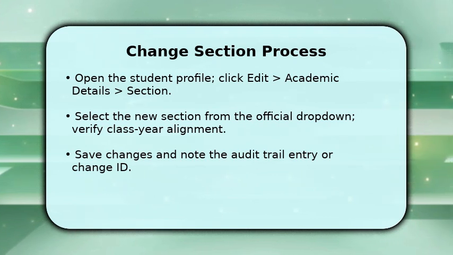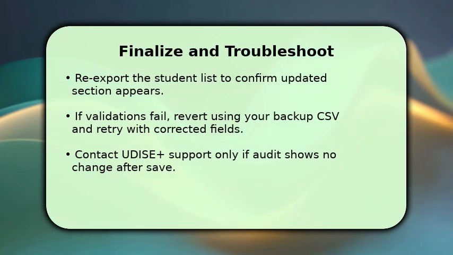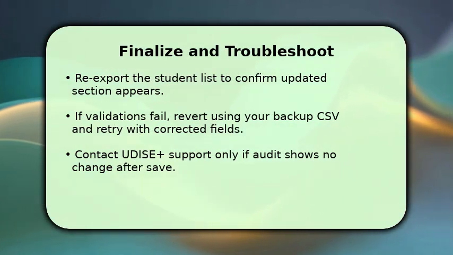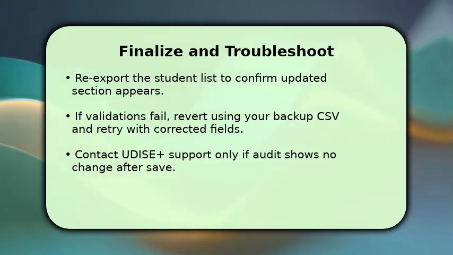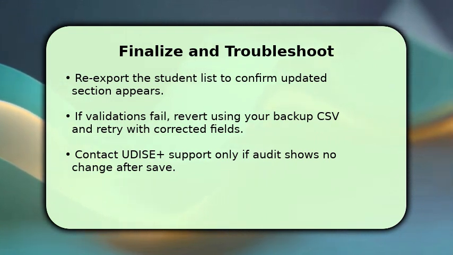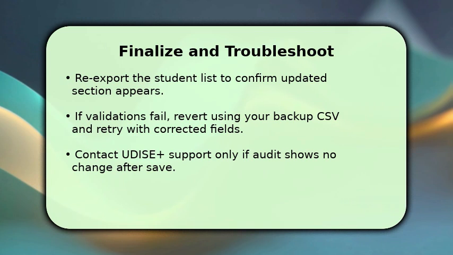You finish by validating the change. Export the updated student list and confirm the new section appears correctly in reports and class lists. If the system throws validation errors, revert immediately using your backup CSV, fix the mismatched field, often class or admission year, and repeat the edit.